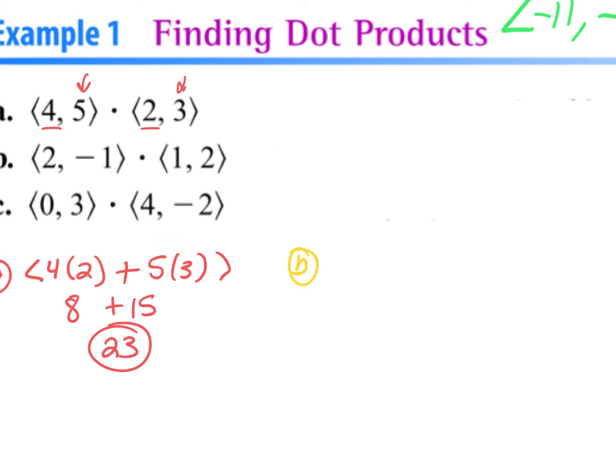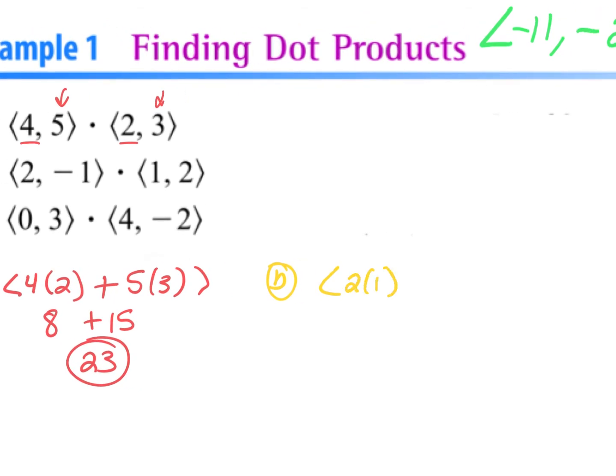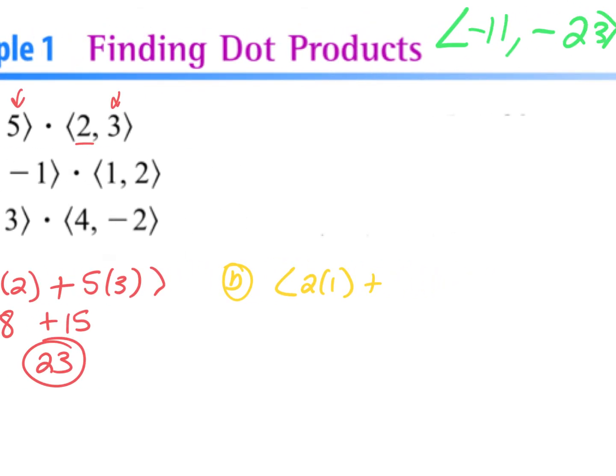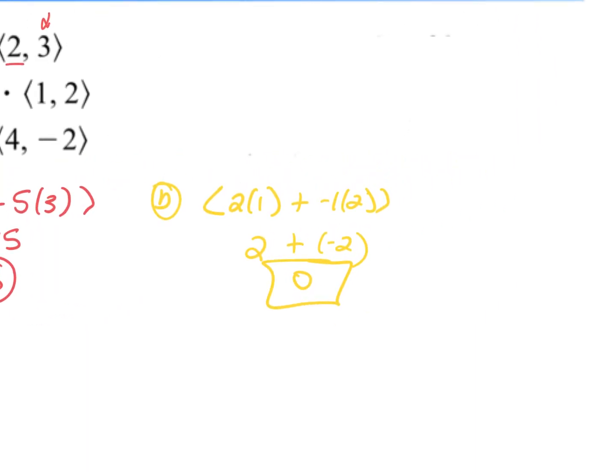Again, I'm going to say this a million times. First goes with first. So I have 2 times 1 plus negative 1 times 2. So 2 times 1 is 2 plus negative 2, and I get 0. Do you think that means something special? Yes, it does. We're going to talk about it in 1 second. Nothing to be nervous about.